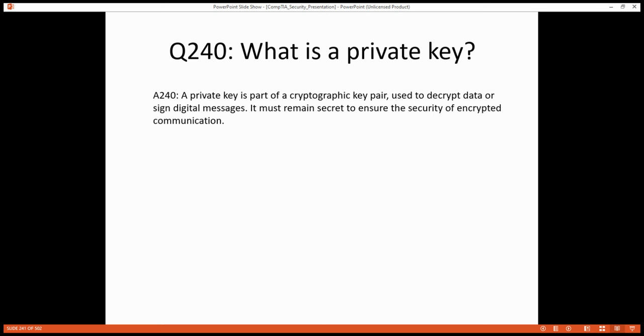Q240. What is a private key? A 240. A private key is part of a cryptographic key pair used to decrypt data or sign digital messages. It must remain secret to ensure the security of encrypted communication.